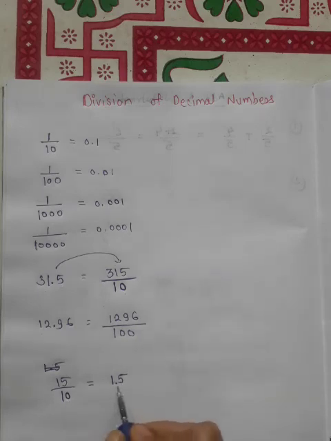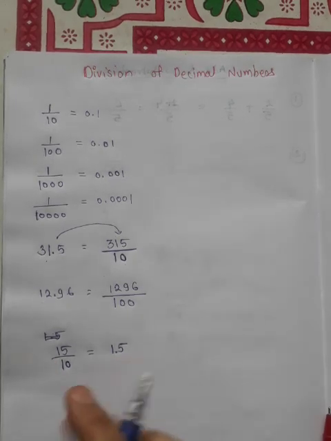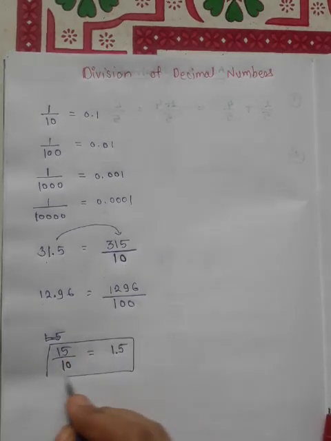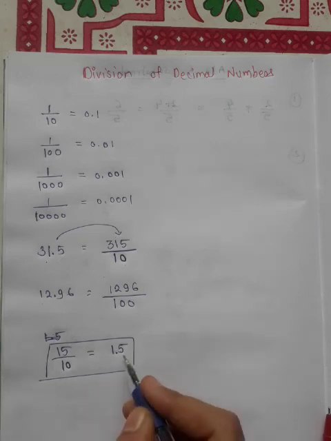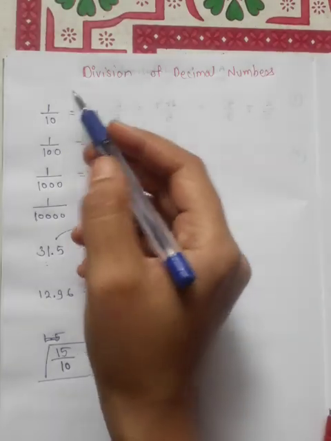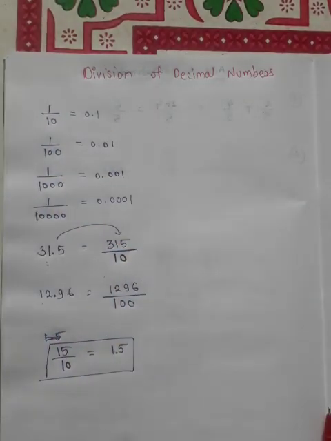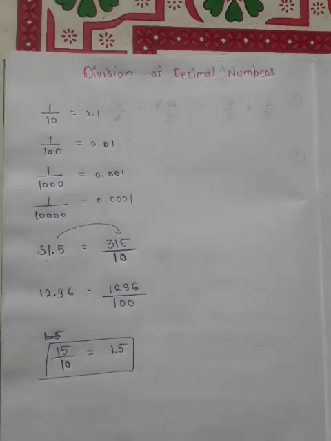If there is 1 zero, then put the decimal point before one digit and write the decimal number. So 15 upon 10 can be written as 1.5. Like this, you can write any fraction in terms of a decimal, and any decimal number in terms of fractions. These are the basics. You have learned this in 6th standard. Okay, this part will be needed in our further divisions. That's why I have recalled that part that you learned in 6th standard.